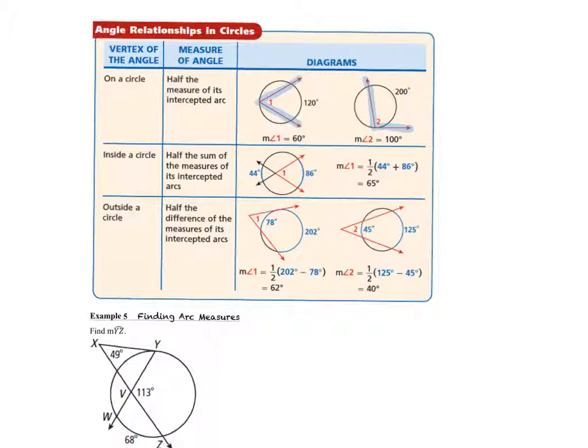If you have an angle inside the circle, then it's like the average. It's 1/2 of the two arcs added together. And if you have an angle outside of the circle, then it's subtraction. So half the sum if it's inside. If it's outside, it's half the difference. So subtraction. So the angle's outside. So it's 202 minus 78, and then take half of that, or divide it by 2.